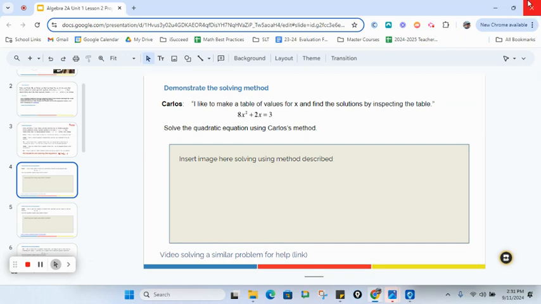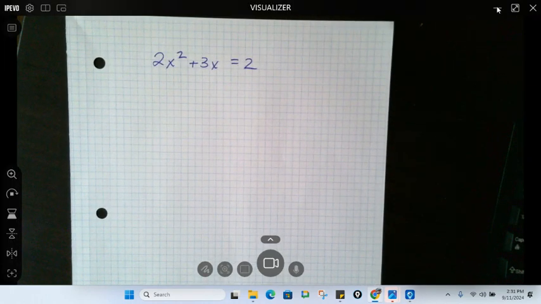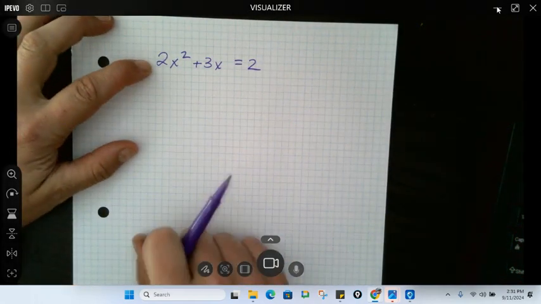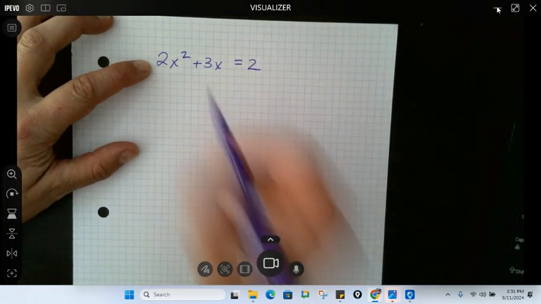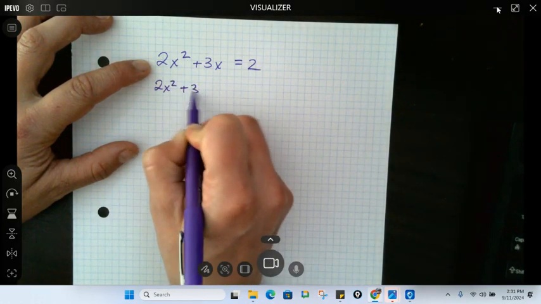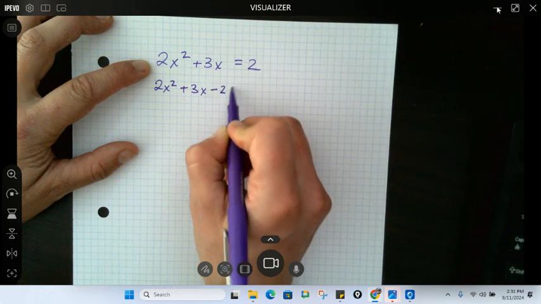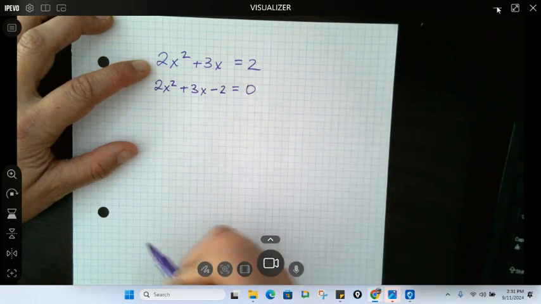I am going to do one very similarly so that you can follow along and then apply that to the problem within your project. So here I have a very similar quadratic equation. I'm going to start by first just writing it in what we would call standard form. So I'm going to move this to the other side. So I'm going to subtract that over.